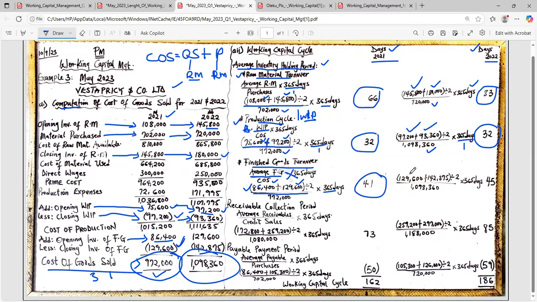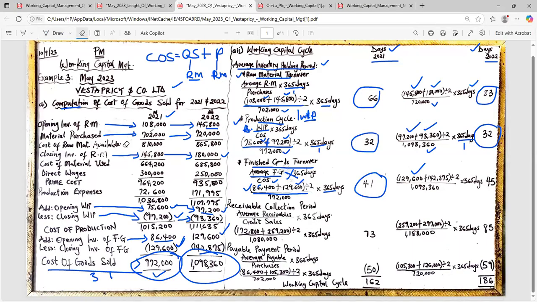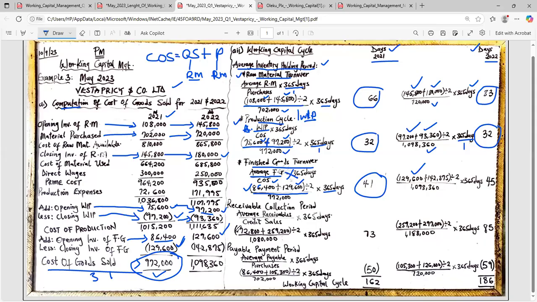Let's do for 2022. For 2022, the same thing. Our opening stock is 129,600. That is it here. Our closing stock is 172,875. This is it here. Divide it by 2 and divide everything by our cost of sales, which is this here, 1,098,360. Multiply by 365 days, you get 45. Any question? Is that confirmed? Yes, sir. Thank you very much, madam.